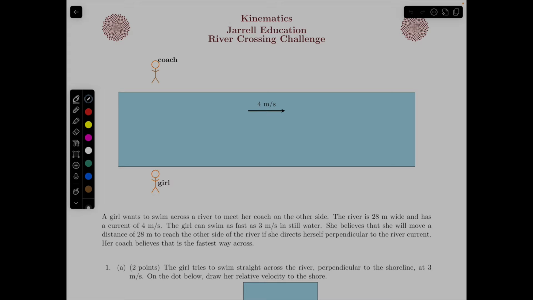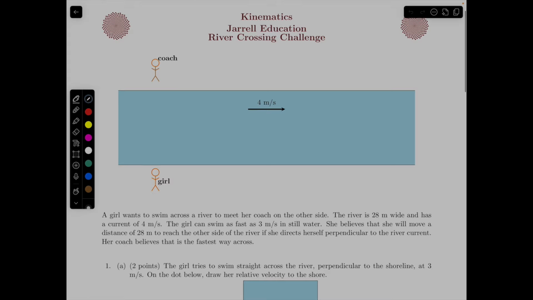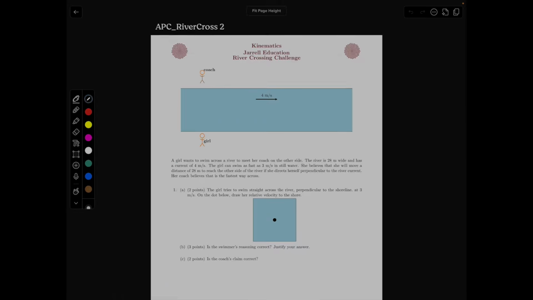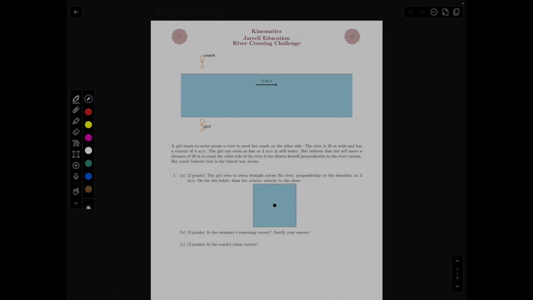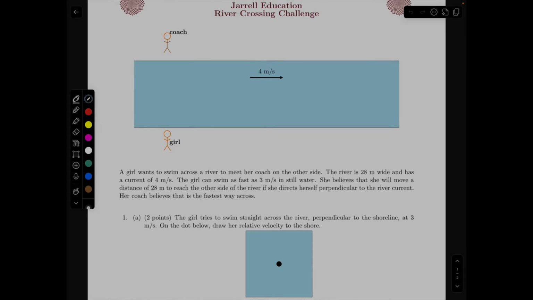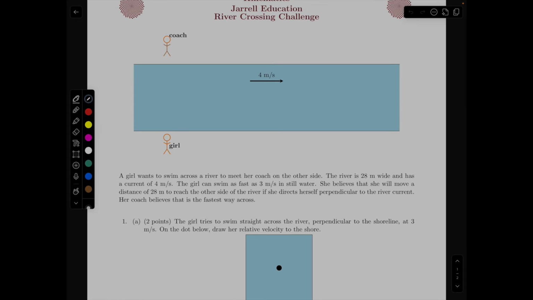Alright, so let me read this problem here. The problem has several parts to it, so we're going to go through them one at a time, and let me start by reading it. A girl wants to swim across a river to meet her coach on the other side. The river is 28 meters wide, so I know how wide the river is. It's 28 meters. And the river has a current of 4 meters per second.